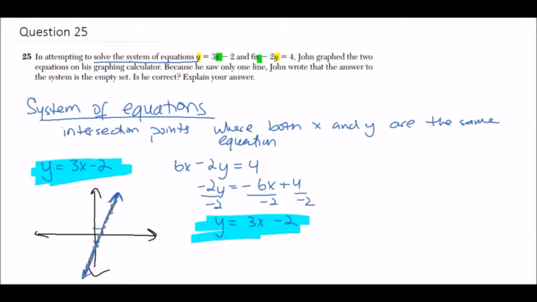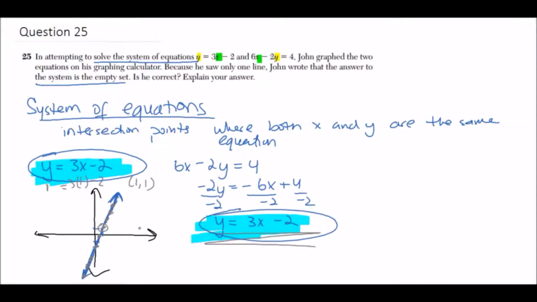And we could test that theory by substituting in 1 for x. When we substitute in 1 for x, we would get 3 times 1, which is 3, minus 2, which is 1. And that kind of falls in line with what we have here. The point is 1, 1. Well, if we do that for this equation, naturally, because the equations are the same, we get the same exact point. So the solution is not the empty set. It's actually infinitely many points as long as they follow the first equation, which is also the second equation.